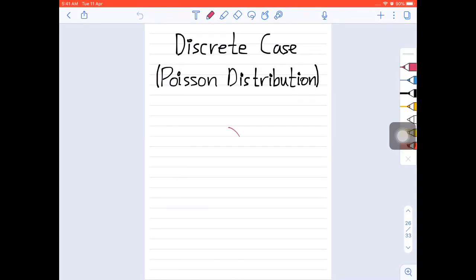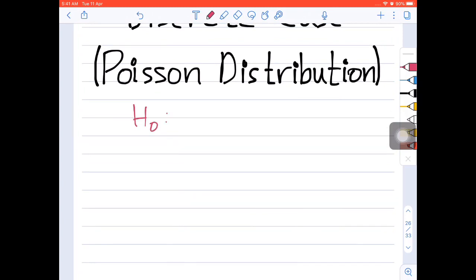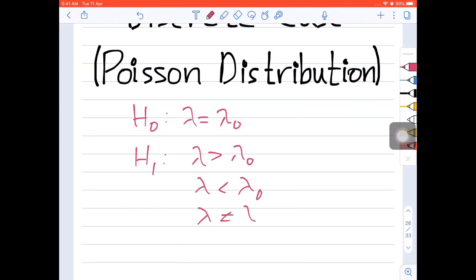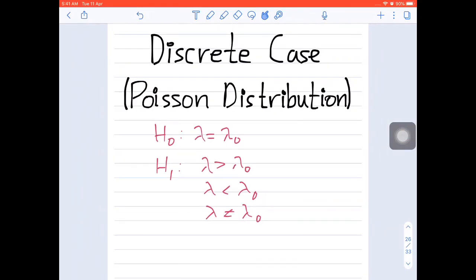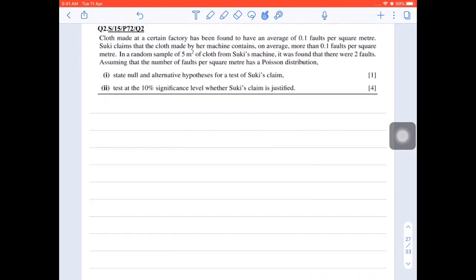So I'll just write the examples of it. H0 will always be lambda equals, let's say, lambda naught. H1 can be lambda greater than lambda naught, lambda less than lambda naught, and lambda not equal to lambda naught, in which these two are one tail, this is two tail, this is upper tail, this is lower tail. The rest of the working is pretty simple. I think let's just go to the questions to explain it.